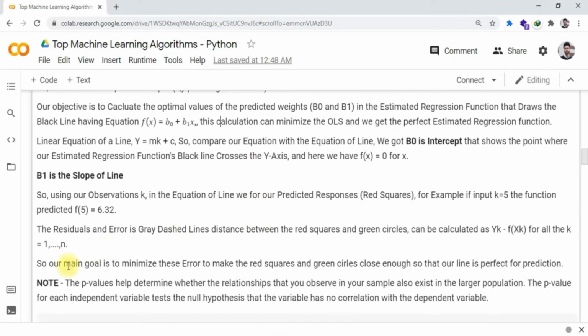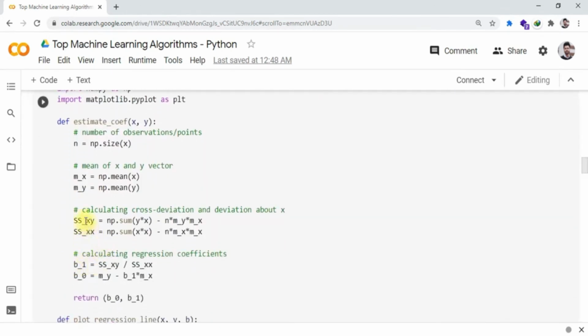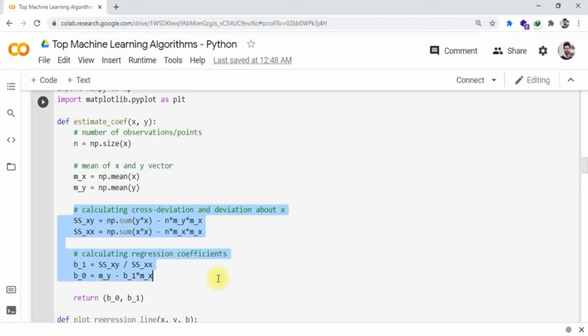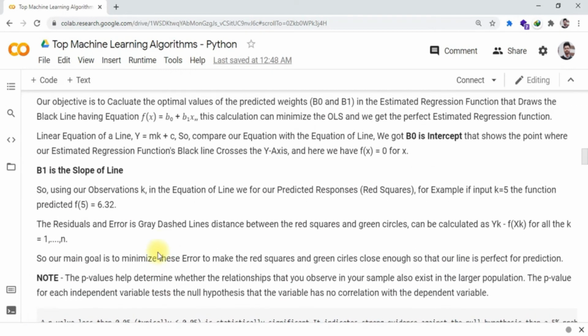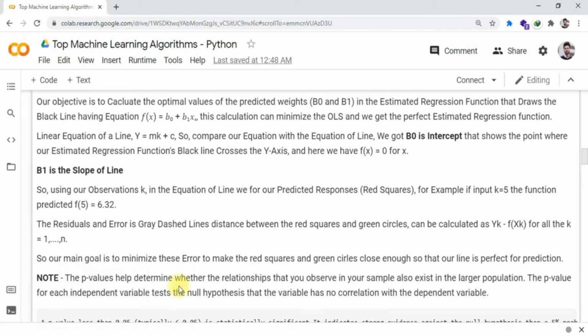Our next thing is calculating the slope and intercept, which is just a mathematical formula; I will show you in our programming part how to calculate the slope and intercept. Our basic point here is to check that our residual error should be minimum, and we use our OLS part here.